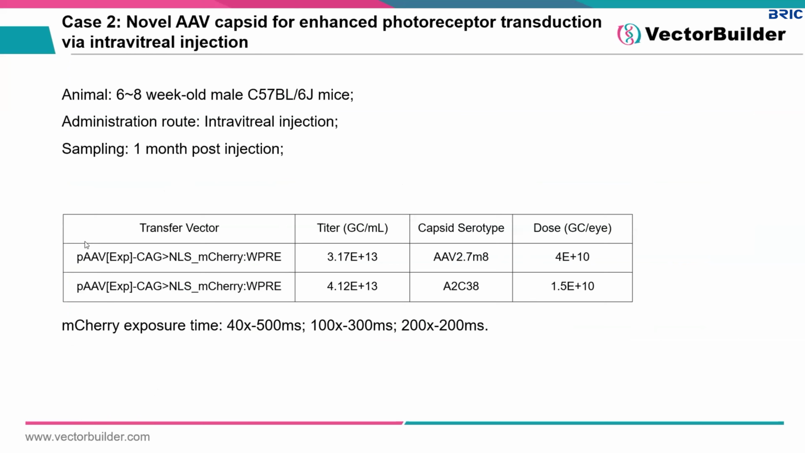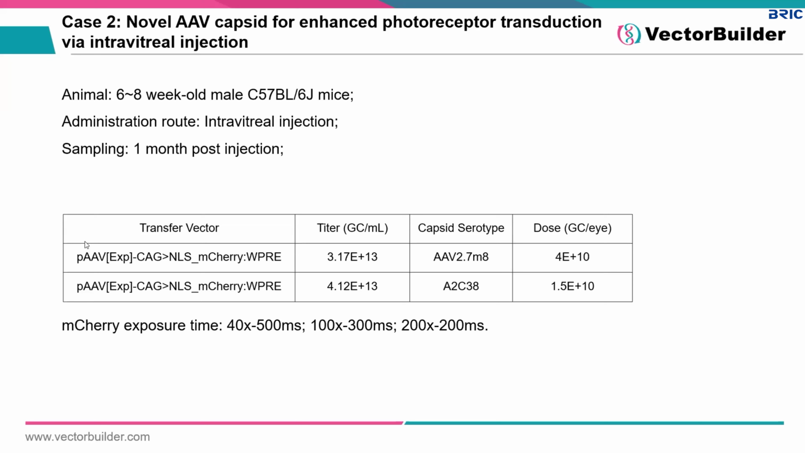So I'm showing you the next case study to discover a novel AAV capsid for enhanced photoreceptor transduction via intravitreal injection. It's also done in mice. The administration route will be different. It's not tail vein injection. We did intravitreal injection, which is through the tissue of the eye. And we sampled the retinal tissues 1 month post-injection. So we compare these mutants with an established AAV2.7M8.